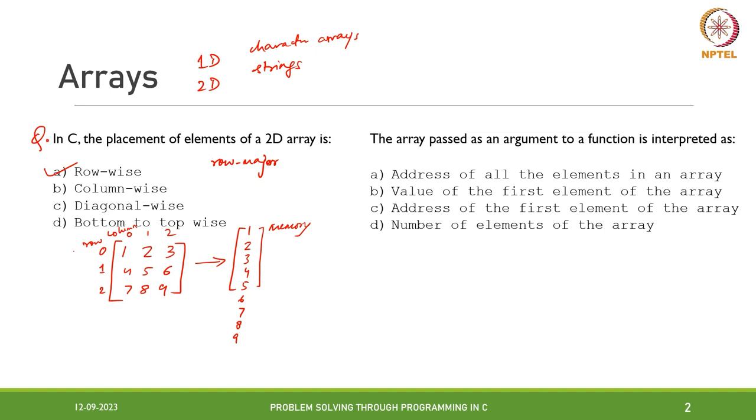There are other languages such as Fortran. Fortran saves the data in column-wise form, and languages like Python allow the saving to occur either in row major or in column major form. So different programming languages have different specifications for storing the elements of a 2D array. For C, it is a row major form that is used.